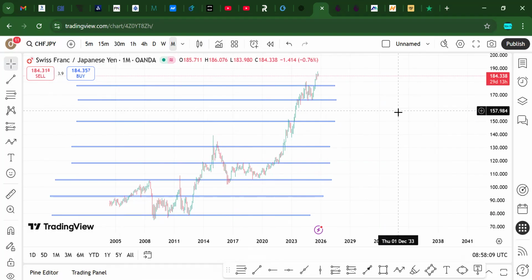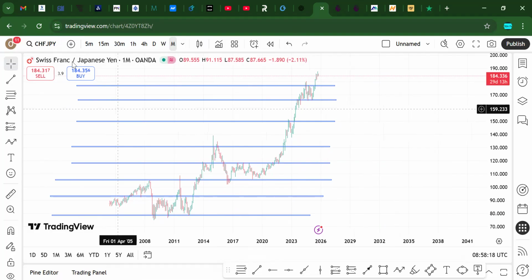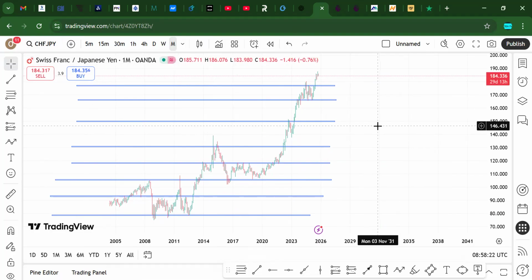And today we're going to be looking at a Forex currency pair, the CHFJPY, which is the Swiss franc paired against the Japanese yen. So without wasting much time, let's get to it.